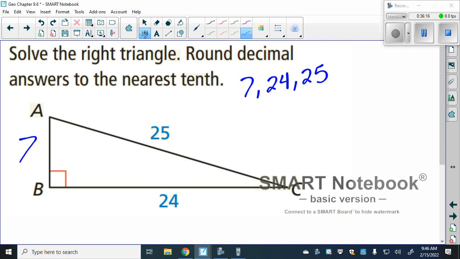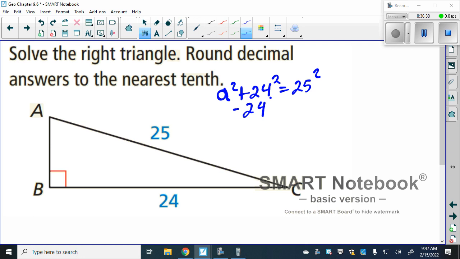Yeah, we can still use the Pythagorean theorem, because the Pythagorean theorem would say that we have a squared plus 24 squared is equal to 25 squared. We can subtract the 24 squared from both sides. Now we can't just cancel those because they are not the same. But is 25 and 24 the same thing? No, they're 2 different numbers, yes?